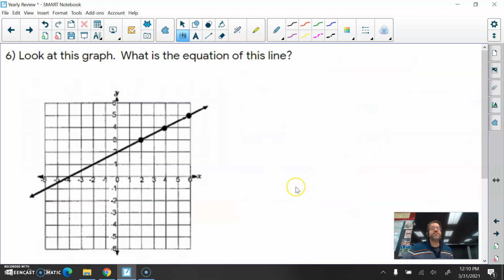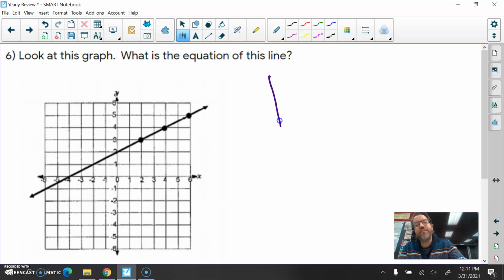All right, number 6, look at this graph. What is the equation of this line? It's not even a multiple choice question. Well, it is a multiple choice question on your assignment. But how do I find the equation of this line? Well, I just told you a little bit ago, I hope you caught it, that you shouldn't ever try to solve a problem like this without making a table of values.